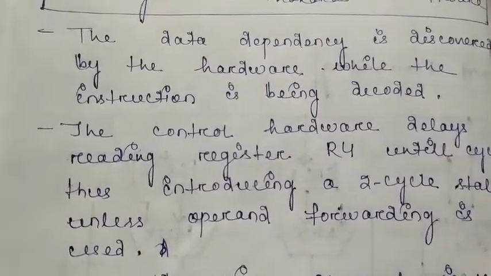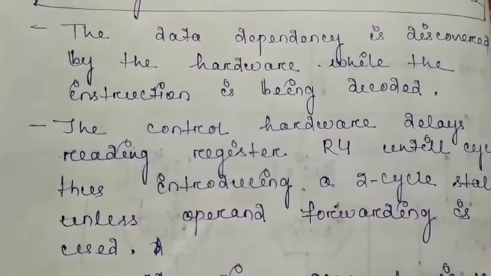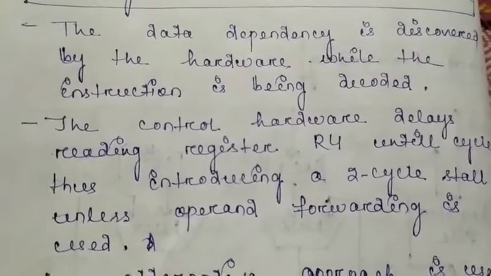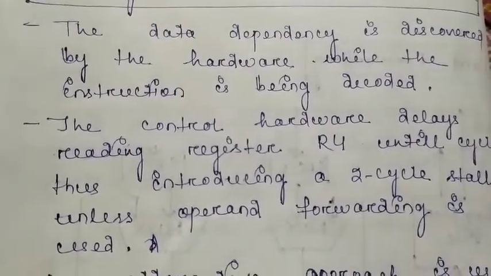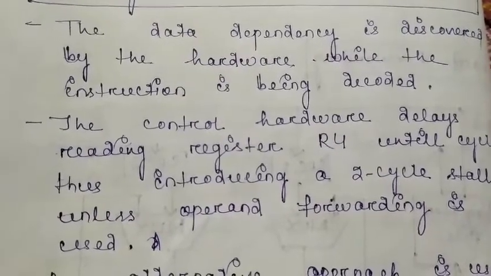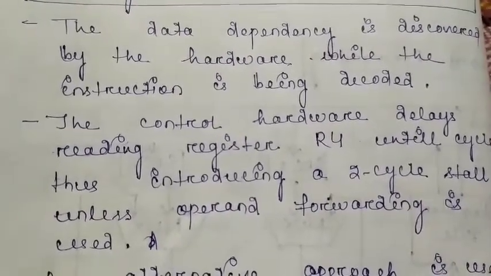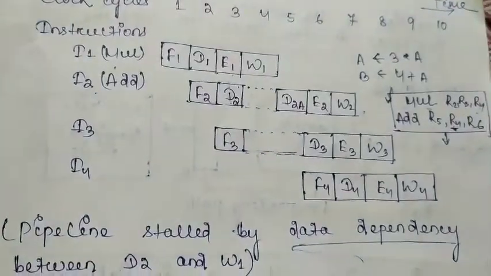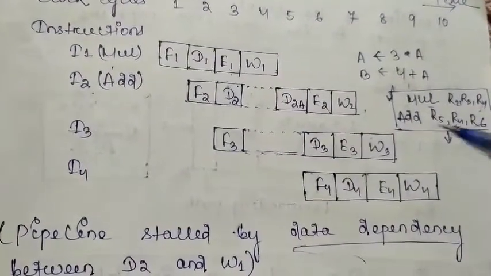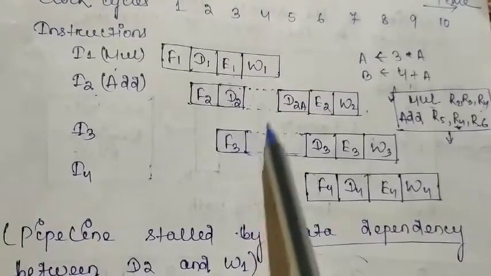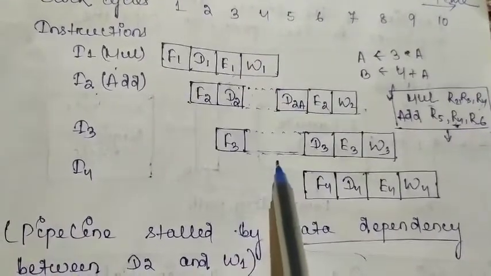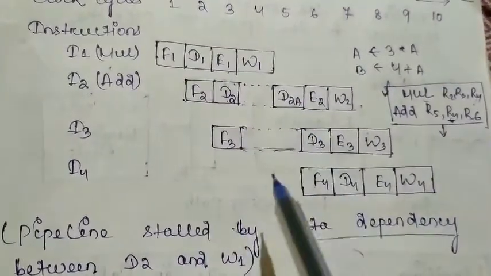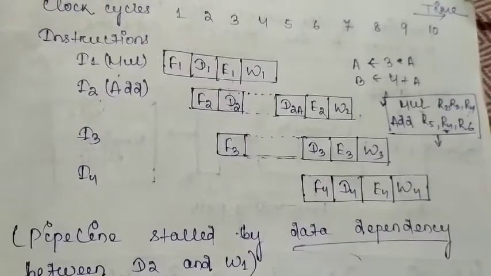The control hardware delays reading register R4 until cycle, thus introducing a 2-cycle stall unless operand forwarding is used. That means if we use operand forwarding, then it's okay. Otherwise it will stall for 2 clock cycles. Let me show this picture again. If we use operand forwarding, then this will not stall for 1 or 2 clock cycles, but if we do not use operand forwarding, then this pipeline stalls for a maximum of 2 clock cycles.